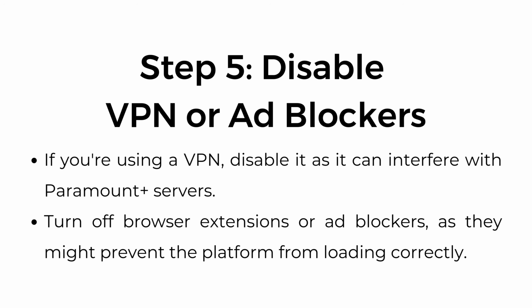Step 5. Disable VPN or ad blockers. If you're using a VPN, disable it as it can interfere with Paramount Plus servers. Turn off browser extensions or ad blockers as they might prevent the platform from loading correctly.